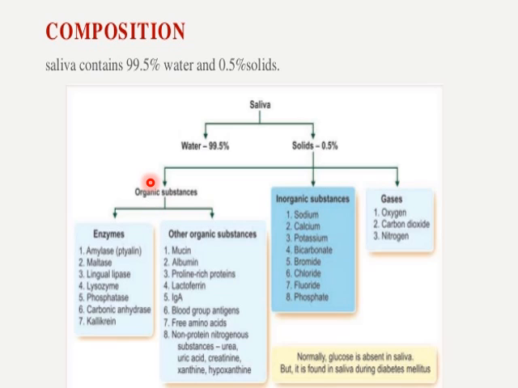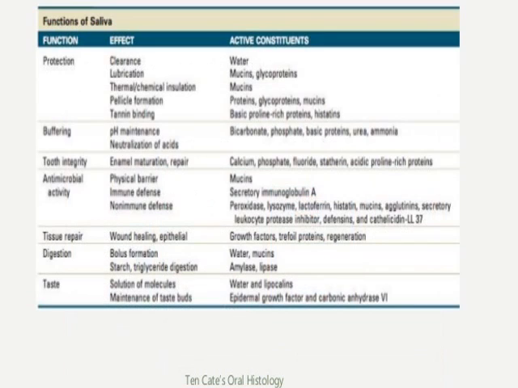The composition of saliva, as we said before, is about 99 to 99.5% water and 0.5 to 1% solids and protein. So this is the water, 99%, and solids, which include organic substances, inorganic substances, and gases. The functions of saliva are protection, buffering, tooth integrity, antimicrobial activity, tissue repair, digestion, and taste.